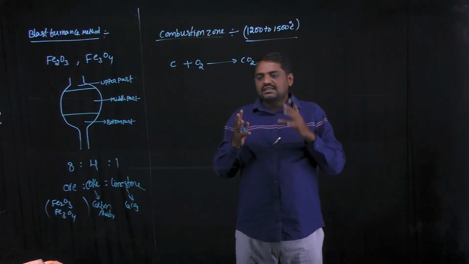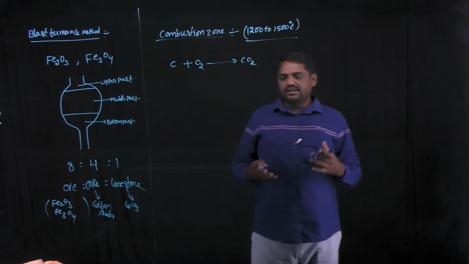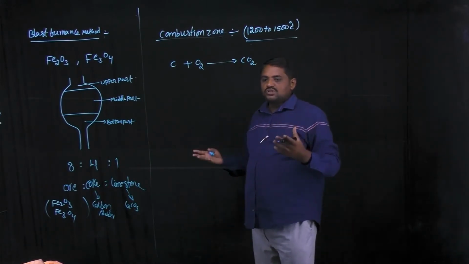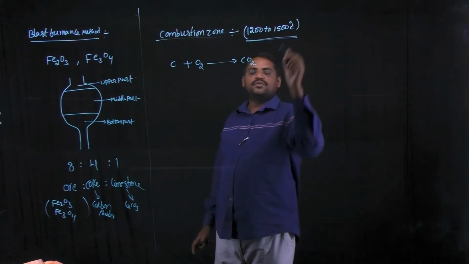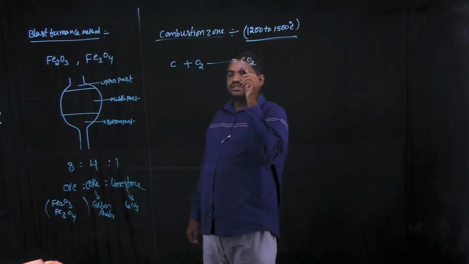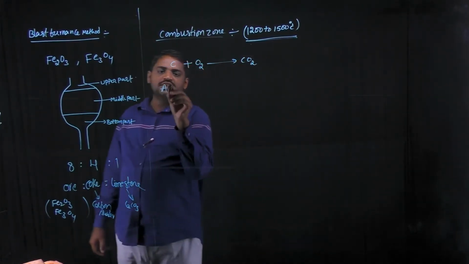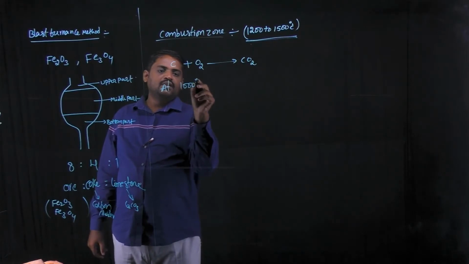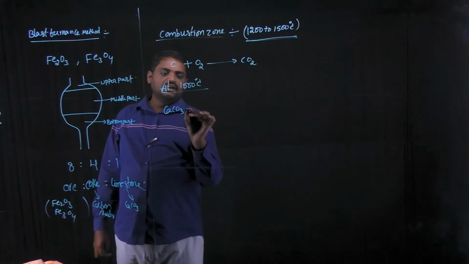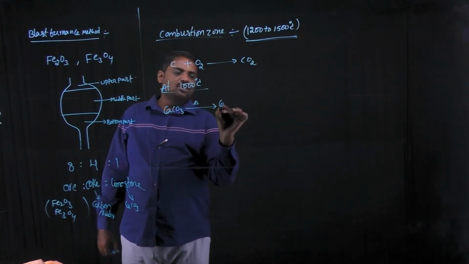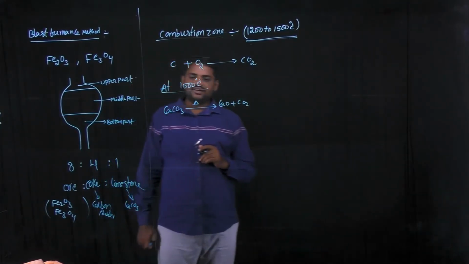This oxygen reacts with the carbon, so the carbon is burning and produces such an amount of heat that the temperature rises to 1200 to 1500 degrees centigrade. Some amount of carbon is directly converted to carbon dioxide. At 1000 degrees centigrade, the calcium carbonate is converted to calcium oxide plus carbon dioxide.